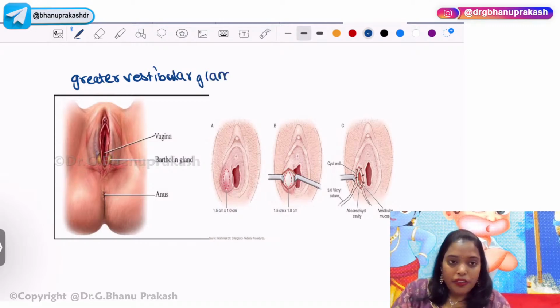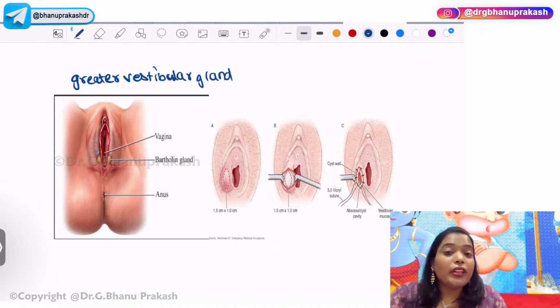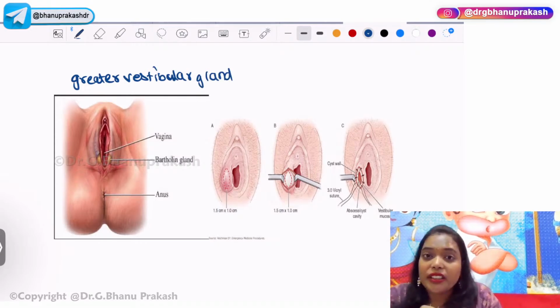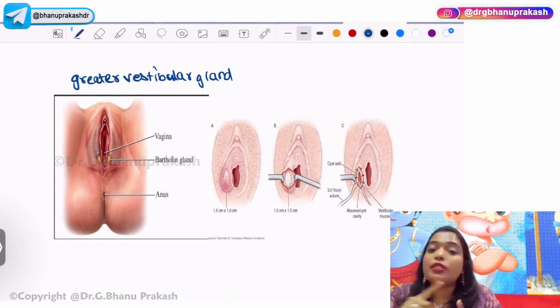It lies in the superficial perineal pouch. When the Bartholin gland gets obstructed, it results in Bartholin cyst. Bartholin cyst is not painful, but when it gets infected and fills with pus, it becomes painful. That's called Bartholin abscess. Bartholin cyst is non-tender, fluctuant, and mobile. And it has high chance of recurrence.